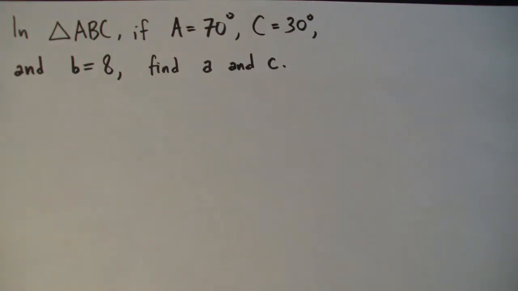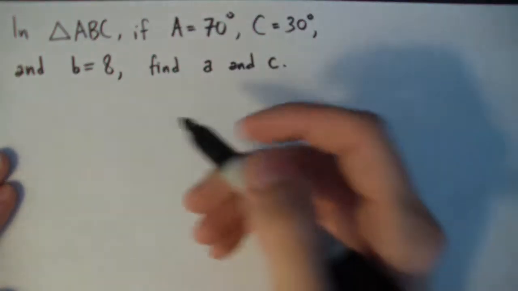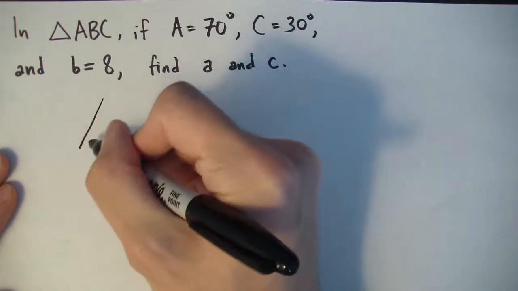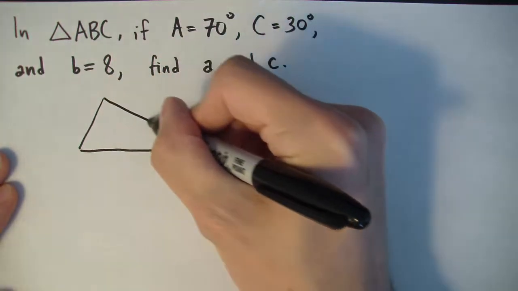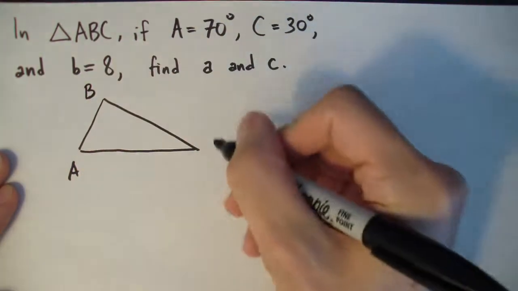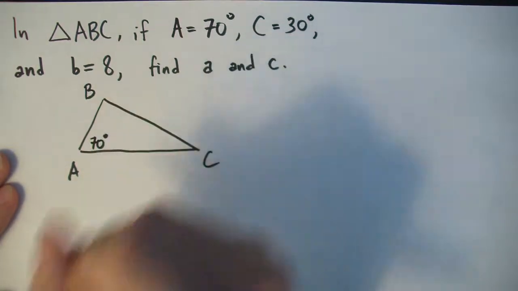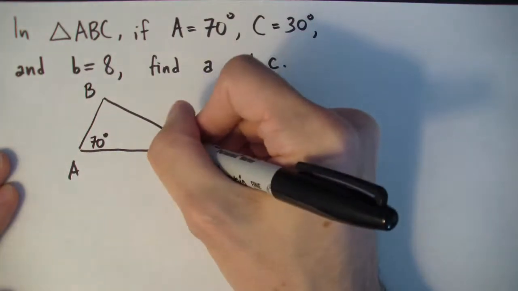In triangle ABC, if angle A is 70 degrees, angle C is 30 degrees, and side b is 8, find a and c. So let's draw a diagram to take a look at what we're dealing with here. If we draw our triangle like so and label it ABC, we're told that A is 70 degrees, and we're told that C is 30 degrees.